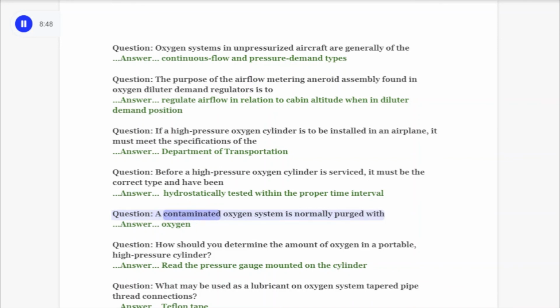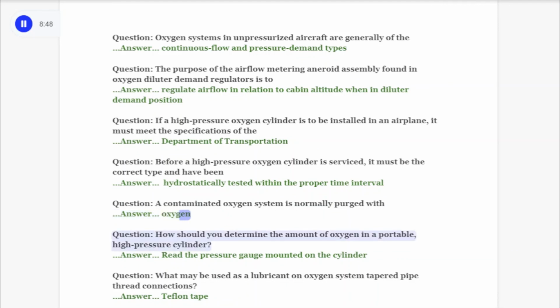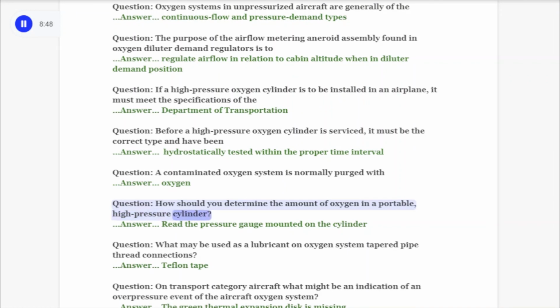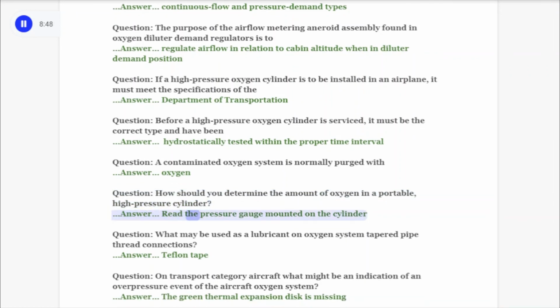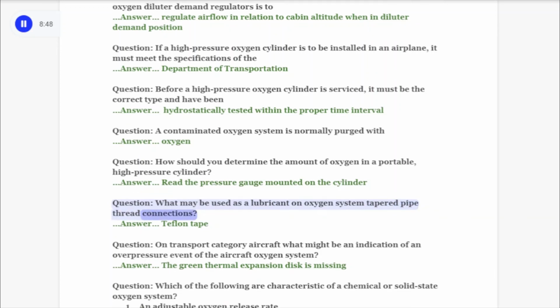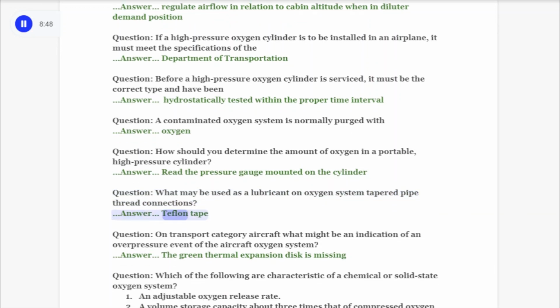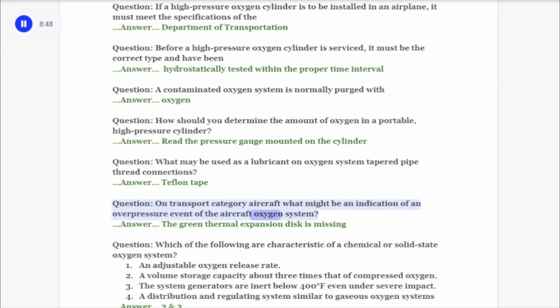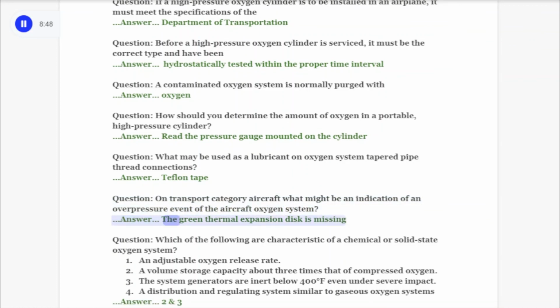Question: a contaminated oxygen system is normally purged with. Answer: oxygen. Question: how should you determine the amount of oxygen in a portable, high-pressure cylinder? Answer: read the pressure gauge mounted on the cylinder. Question: what may be used as a lubricant on oxygen system tapered pipe thread connections? Answer: Teflon tape. Question: on transport category aircraft, what might be an indication of an overpressure event of the aircraft oxygen system? Answer: the green thermal expansion disk is missing.